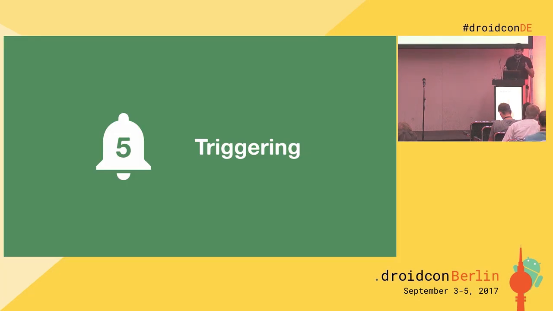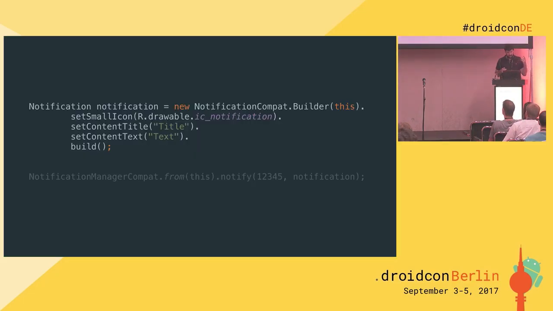Well, okay. Now we are sure that we have a good notification, we have a good use case, we know the UI. Let's trigger it. So trigger is the simple part. You create a new notification. The only three pieces of information mandatory are small icon, content title, and content text. This is not entirely true, since Android O, you also need to provide the channel ID.